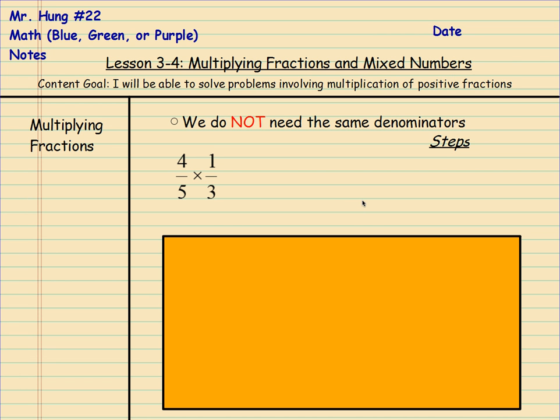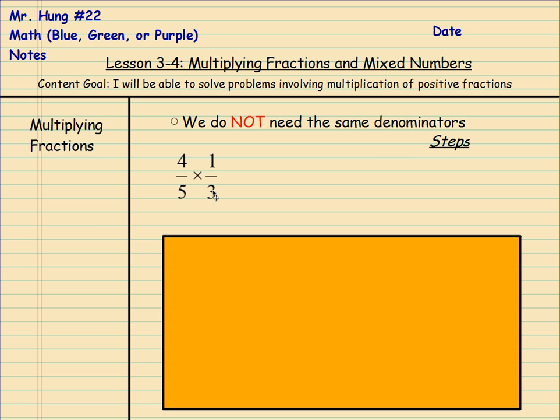Let's look at the next lesson, multiplying fractions and mixed numbers. Today we're going to learn how to multiply fractions, and this is actually, in my opinion, easier than adding and subtracting fractions. One thing I would like to point out really quickly is that we do not need the same denominators.